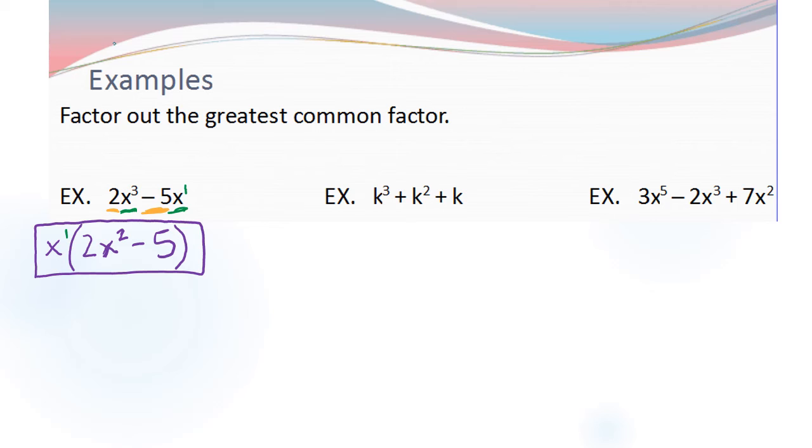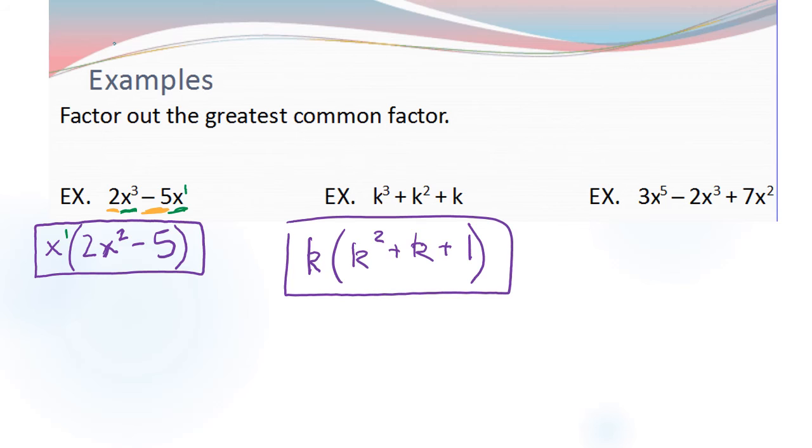Okay, the next one here, we've got k to the third plus k to the second plus k. There are no coefficients, they're all 1s, so you can't take anything out there. But they all have at least k to the first power, so you can take out the k, leaving you with k to the second, because remember you're subtracting exponents, plus k to the first now, so you don't have to write the 1. And then k divided by k is 1. So there's the GCF factored out.